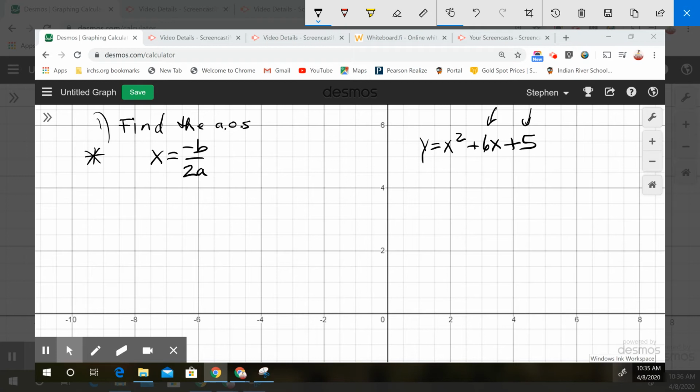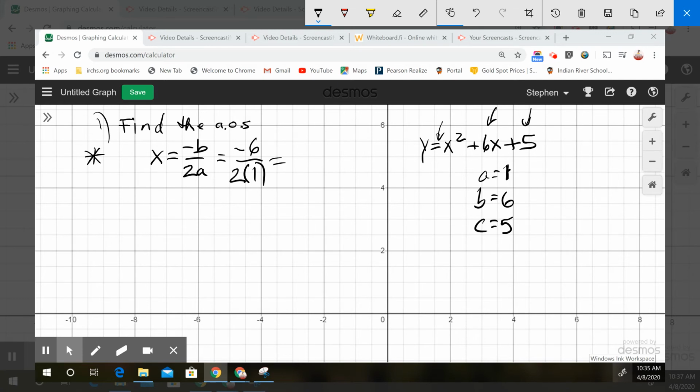Because we need to know what a, b, and c are, let's look over here. A is the coefficient of the x squared term. In this case, since there's nothing there, it's a 1. B is 6. If there was a minus in front, it would be negative 6. And c is 5. Now, you're only going to use a and b for this part. It's negative b, which is 6, over 2 times 1.